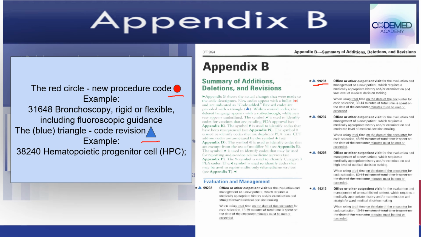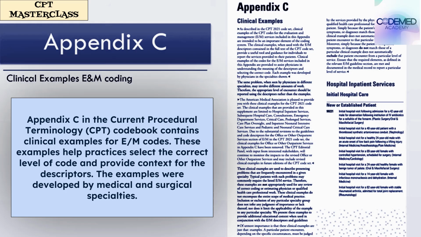so that the coder becomes aware that there was some revision of the code that has happened. Now this is the code 99203, and in front of that I can see this triangle. That means there is a revision of the code that has happened for this particular code. Appendix C is important because it talks about the clinical examples of the E/M code. Now, Appendix C E/M code examples help practices select the correct level of code and provide context for the descriptors.